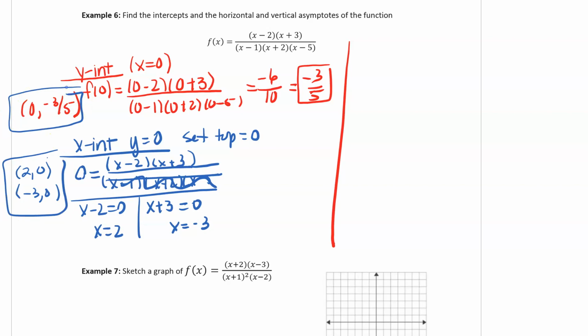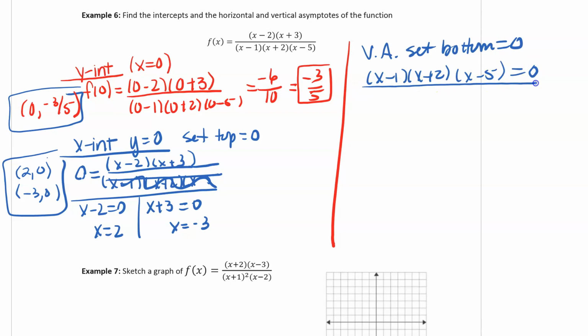Now let's add in our vertical and horizontal asymptotes. My vertical asymptotes are going to be where we set our bottom equal to 0. That's where it could be undefined. So I'm going to take x minus 1, x plus 2, and x minus 5 equal to 0. Since it's already in factored form, I have my 3 pieces.